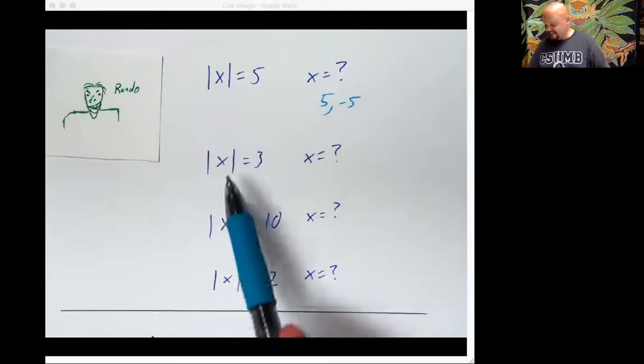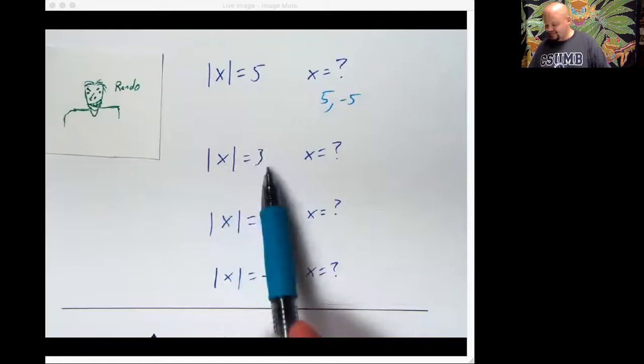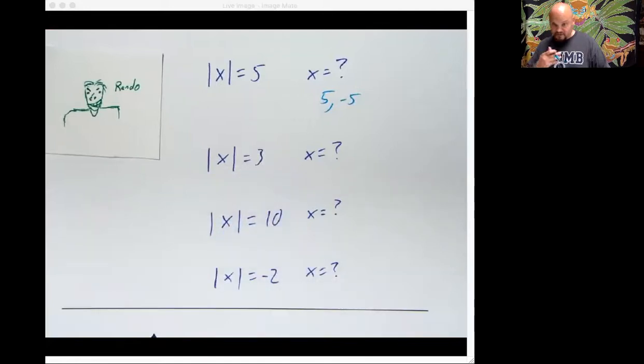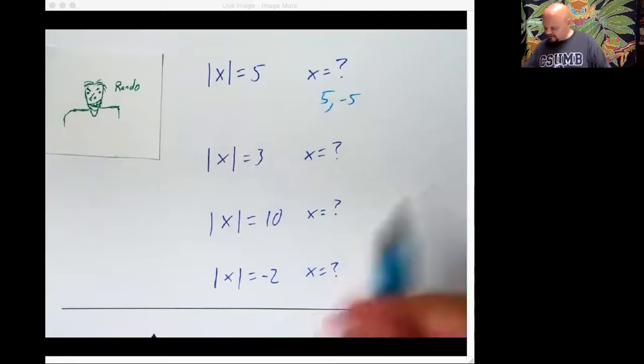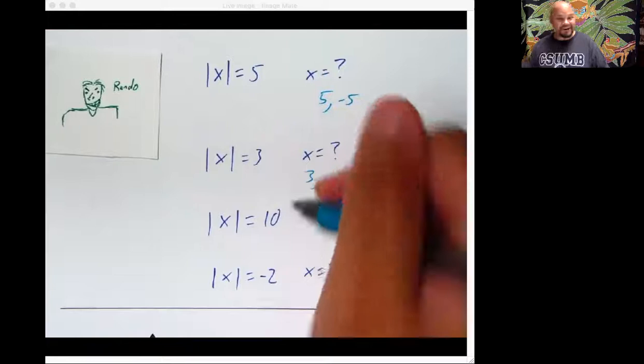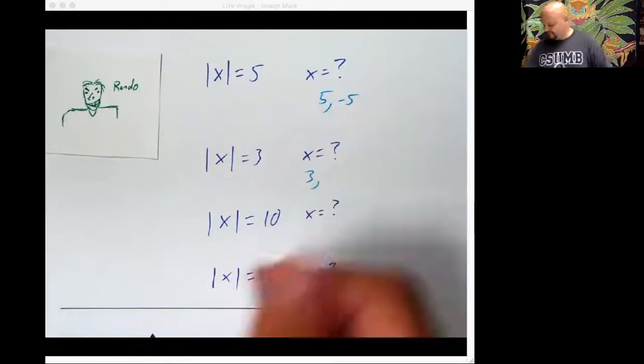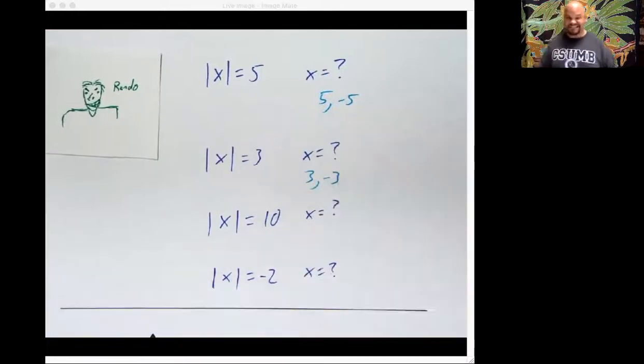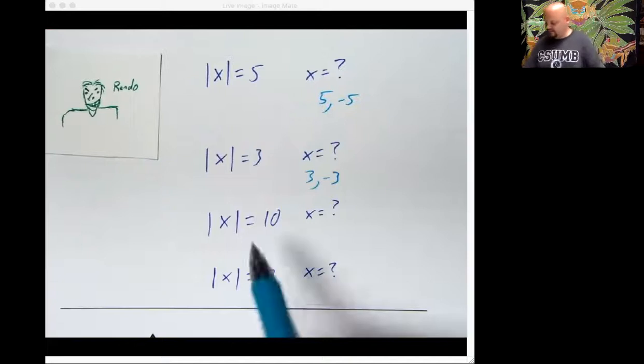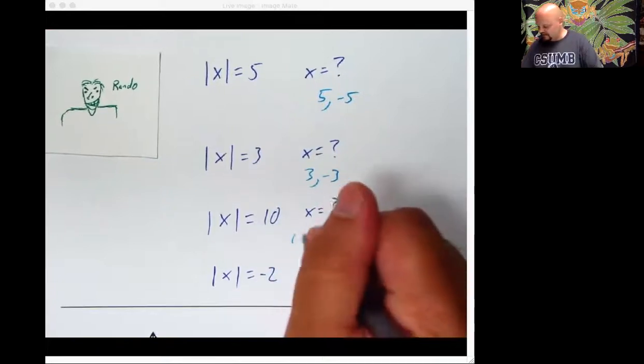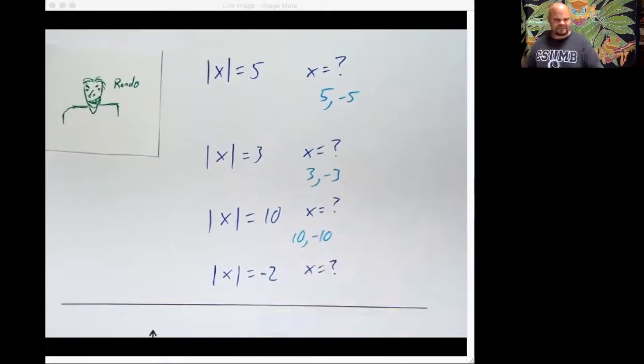Well, what if I set it equal to 3? What if the absolute value of x is equal to 3? What could possibly work for an answer for x? Oh, 3, you say. I agree. But what else? -3, indeed. So then the same thing must be true for 10. It's got to be 10 and -10.